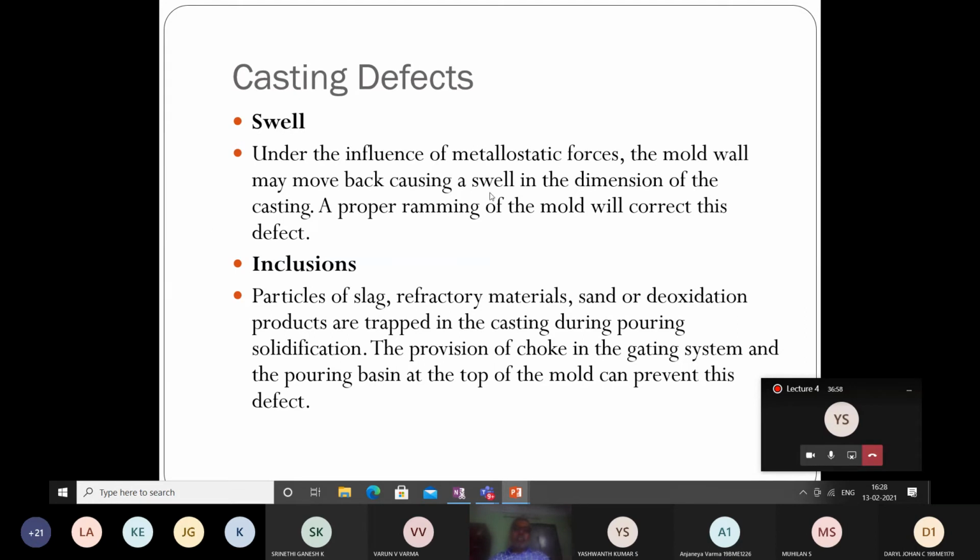Inclusions. I told you, particles of slag, refractory materials, sand, and other things will be trapped in the casting during the pouring and solidification. That should be avoided. That is a defect called inclusion.